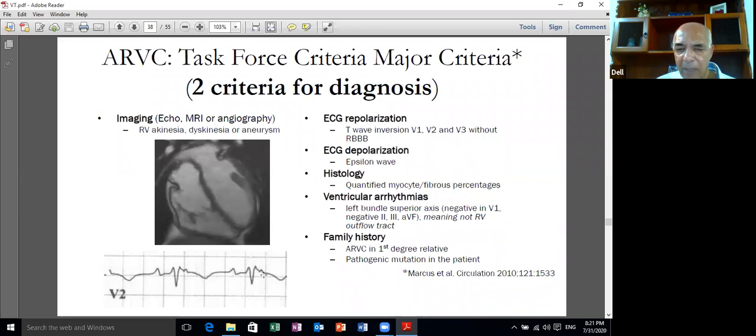And then family history in the form of first degree relatives having the disease or a pathologic mutation, including desmoplakin and the other mutations. If you have it in a second degree relative, it's a minor criteria. The minor criteria are very similar to these, but less intense. But they include as well signal averaging electrocardiogram. Now, if you have two major or one major and two minor or four minor, that establishes the diagnosis.